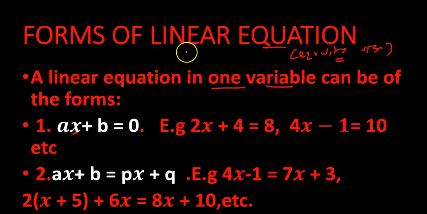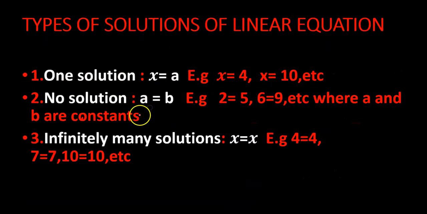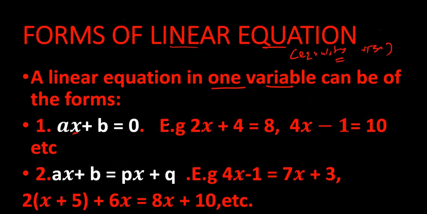Then why is it called a linear equation? Because look at the variable here. The variable here is x. The highest power of this variable is raised to power 1. That's why it is called a linear equation. So that's what makes it a linear equation.